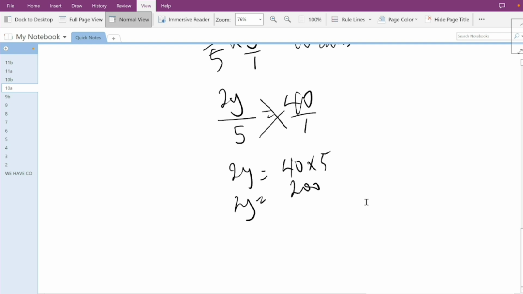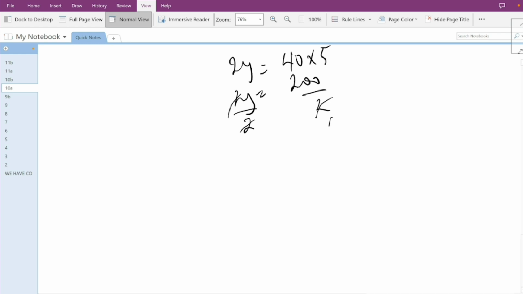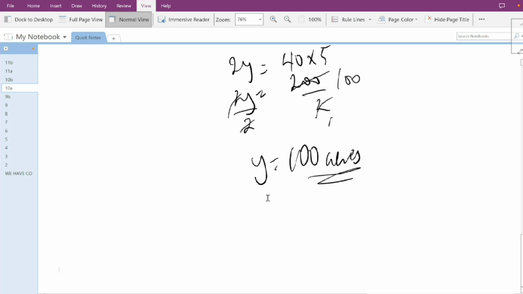Since we are looking for y, which is the total number of acres the man left, we divide both sides by 2. 2 cancels 2. 2 here is 1, 2 here is 100. y is 100 acres. So the total number of acres the man left is 100 acres. Please remember to include your acres so you can get your full mark.